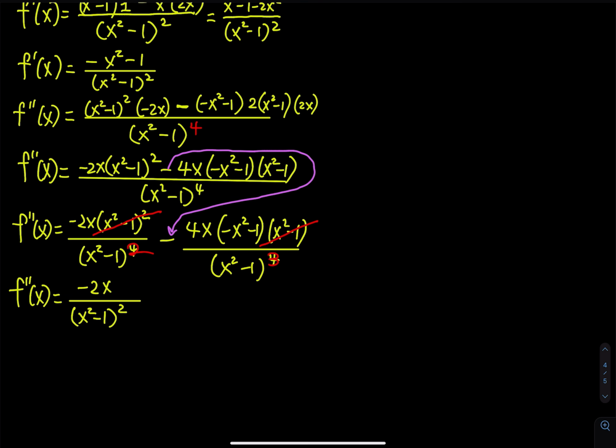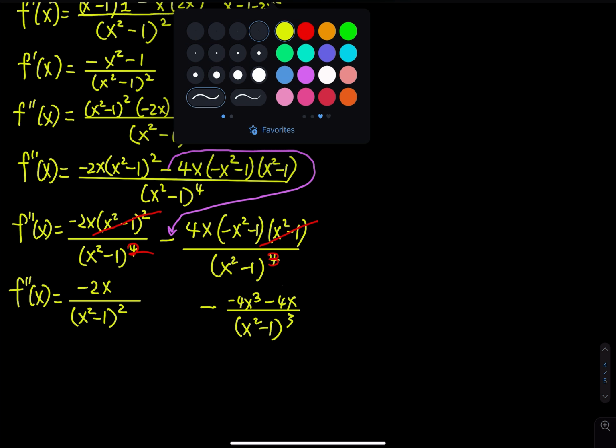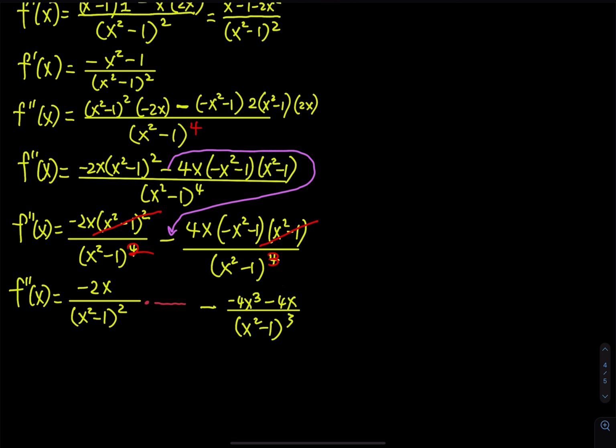We have a minus, right? Minus fraction bar. Negative 4x to the third, right? Minus 4x divided by x squared minus 1 to the third. So compare the denominators. I need one more x minus 1 for the first fraction. That's what I'm going to do. I'm going to multiply the top and bottom by x minus 1, I mean x squared minus 1.